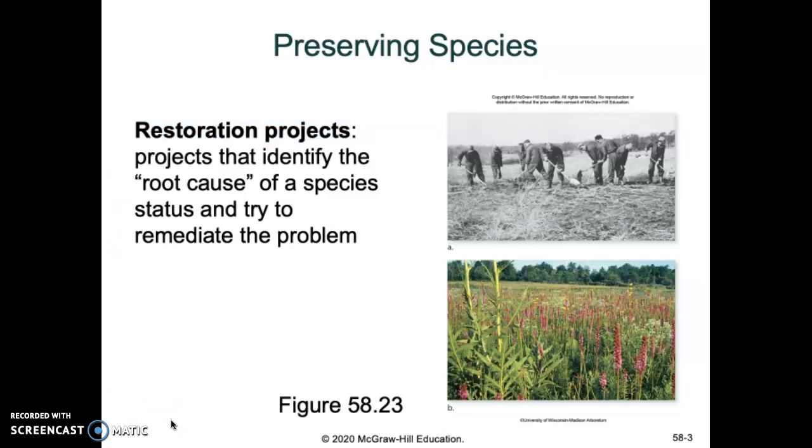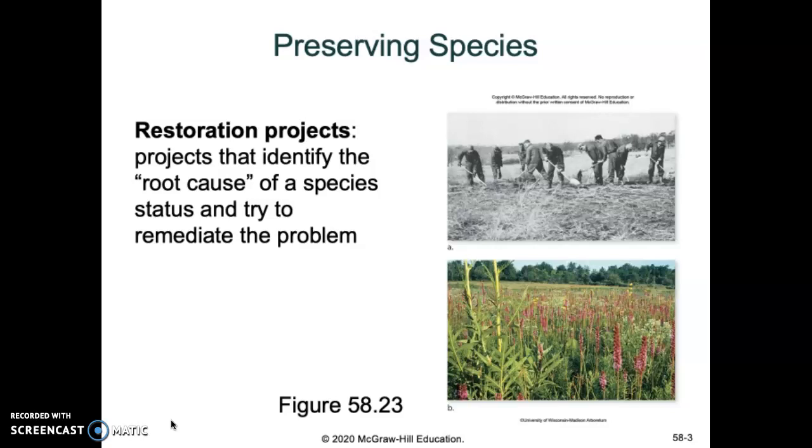Restoration projects are projects that identify the root cause of a species' status. Why is your species endangered? What's causing it? Go back to the list. Is it because of habitat issues? Is it because of pollution? Is it because of invasive species? Odds are it's going to be a combination effect. But what is the primary cause? And as we mentioned, for the majority of species, it's a habitat issue. 85% of species are threatened with extinction because of habitat loss.